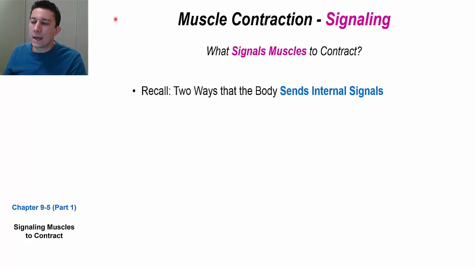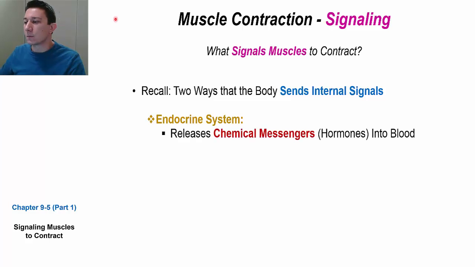Recall that the body has two organ systems designed to send internal signals. These are organ systems relaying signals from one organ system to another. They generate these signals, and other organ systems respond accordingly. These two organ systems create the stimulus, or signals, that actually cause changes within the body. The first of those organ systems was the endocrine system.